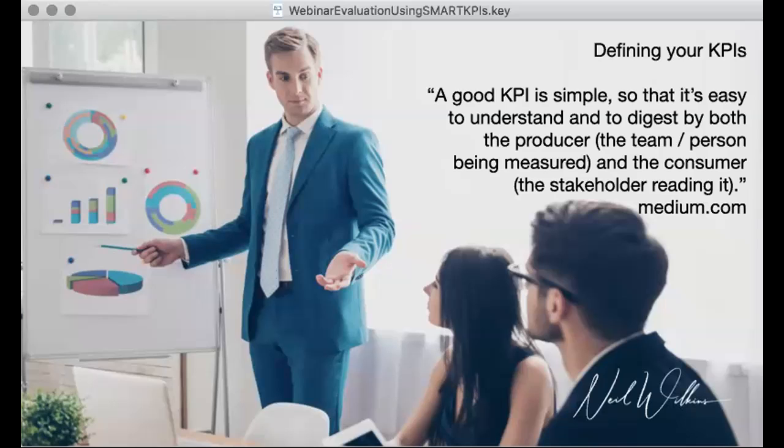So a good KPI is simple so that it's both easy to understand, but also, and this is really important, simple to digest by both the producer, you, the team, the person being measured or the thing being measured, and the consumer, the stakeholder reading it. This is a definition from medium.com. In other words, a key performance indicator is something that is going to flag things up for you that are key to the performance of your project or plan or campaign, but also that you can actually use then to reflect back what's going on, because we don't operate in isolation.